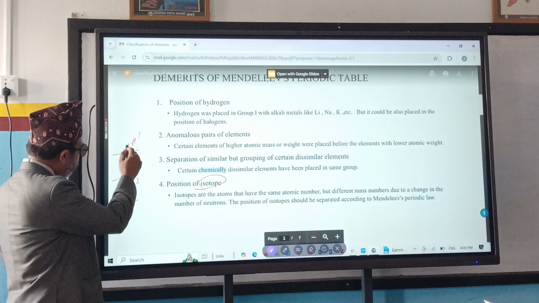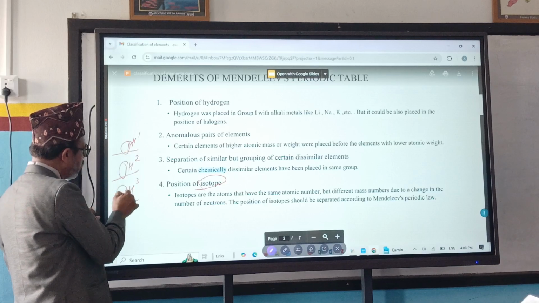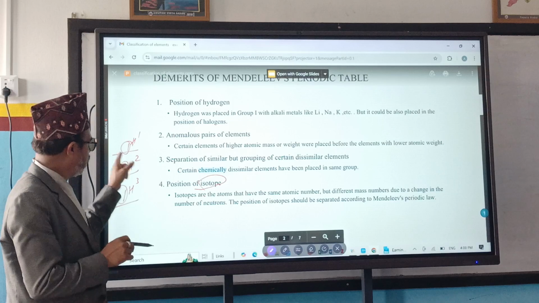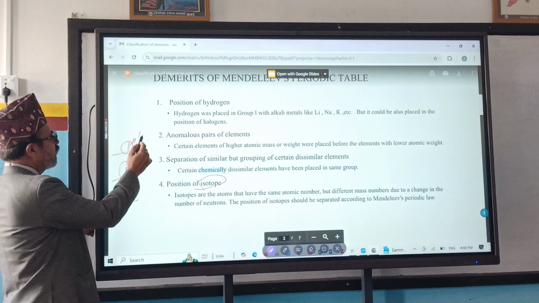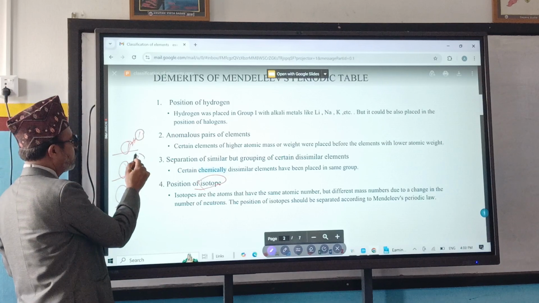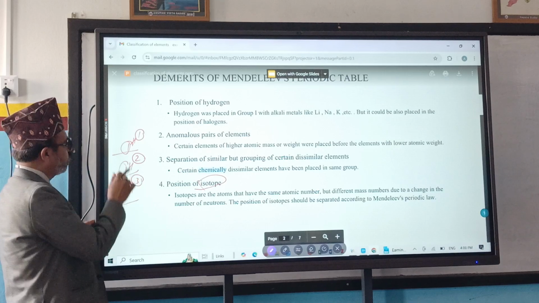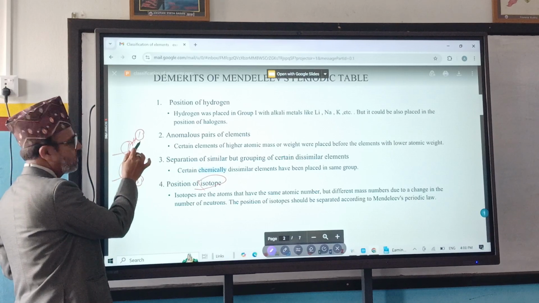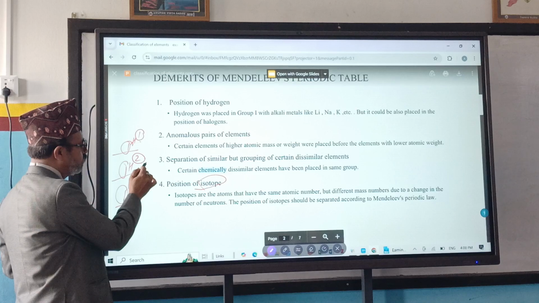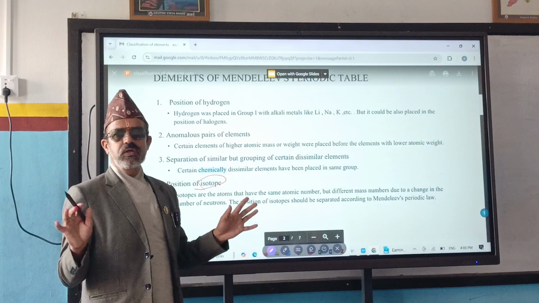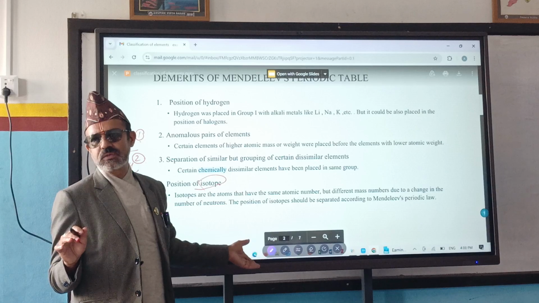So, which number is mentioned here? That number is the atomic number. The atomic number is the same. But here the atomic mass is how much? 1. Here 2. Here 3. So, what is the atomic mass of hydrogen? 1. Here 2. Here 3. Then where to keep these? There was no position to keep these isotopes.